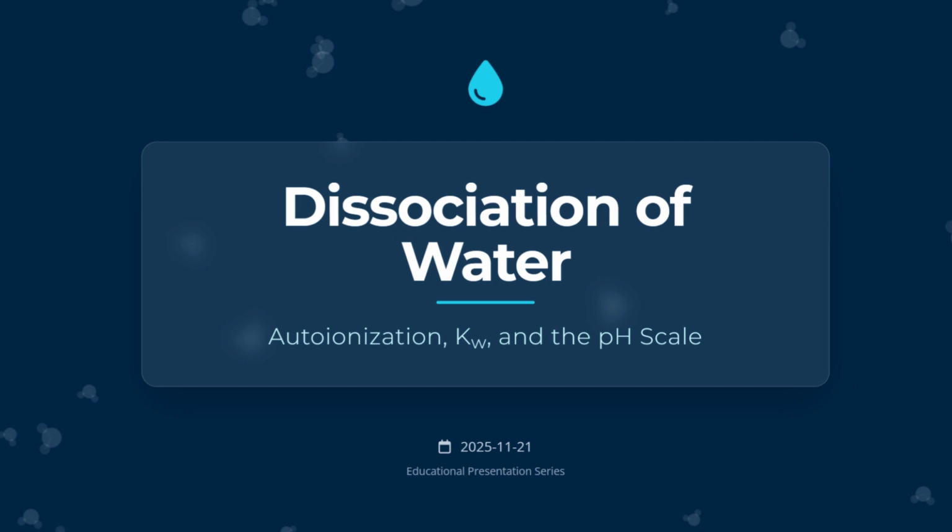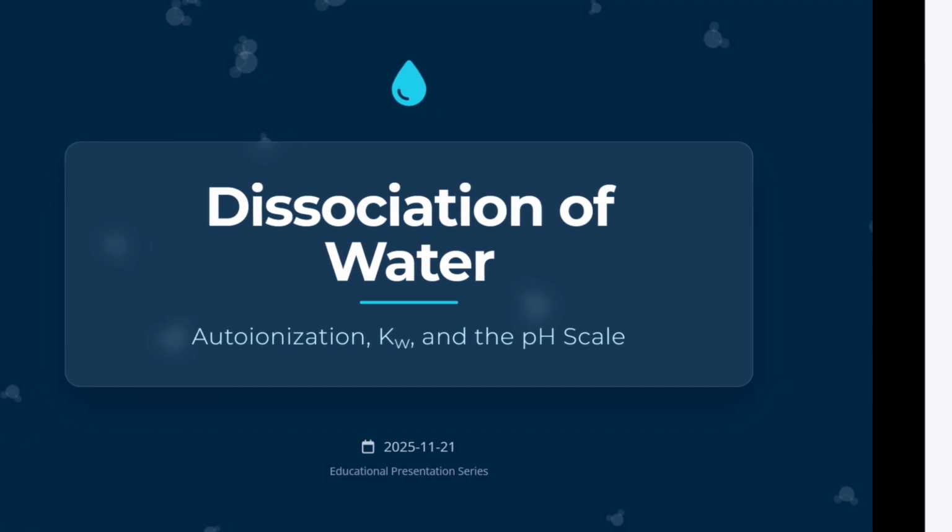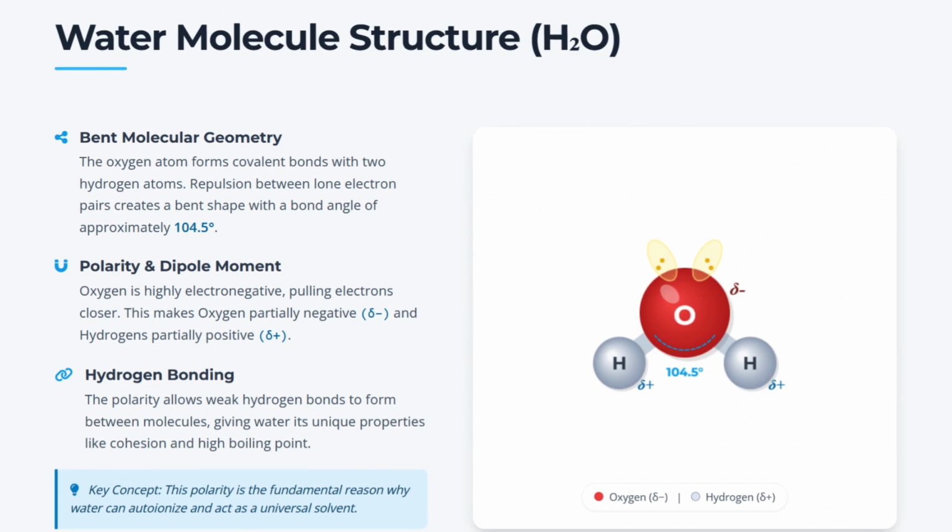Now to understand how water splits apart, we first need to understand its structure. This slide shows the water molecule structure, hydrogen oxide. It has a checkmark next to bent molecular geometry. The oxygen atom forms covalent bonds with two hydrogen atoms, and repulsion between lone electron pairs creates this bent shape with a bond angle of approximately 104.5 degrees.